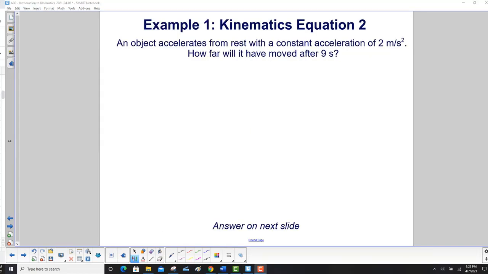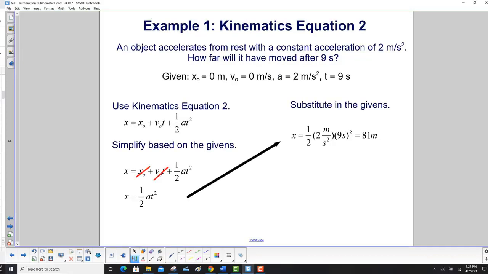Example 1. An object accelerates from rest with a constant acceleration of 2 meters per second squared. How far will it have moved after 9 seconds? We start with our givens. Since no starting point was specified, we are allowed to assume that x0 is equal to 0. And since you're at rest, we have v0 is equal to 0. So we have our acceleration here and our time. Here's kinematics equation number 2.